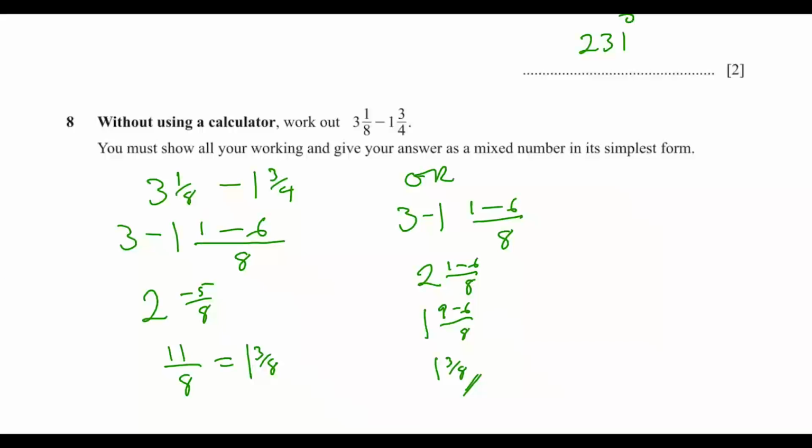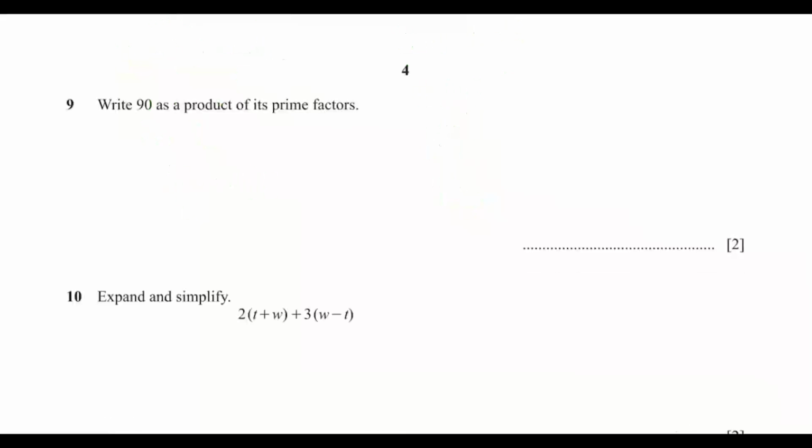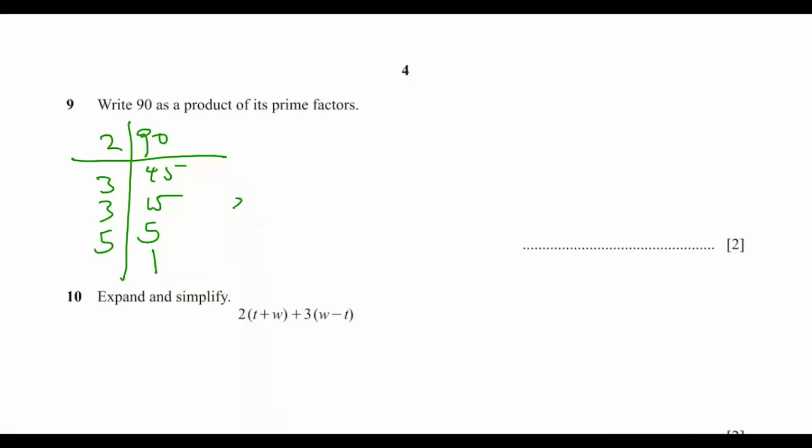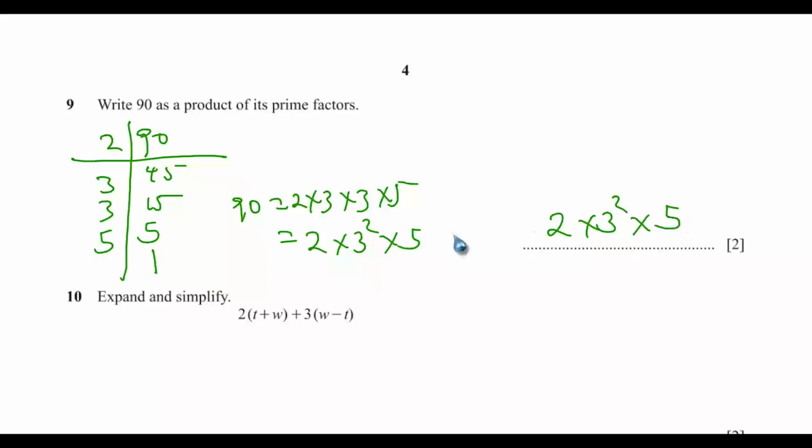So let's go to the next question. That will be question 9. Write 90 as a product of its prime factors. You can just use downward division like this. Then you have 2, so this will be 45. 3 can go again, this will be 15. 3 can go again, this will be 5, and finally 5 can go, that will be 1. So that means 90 will be equal to 2 by 3 by 3 by 5, which you can write as 2 by 3 to the power of 2 by 5.